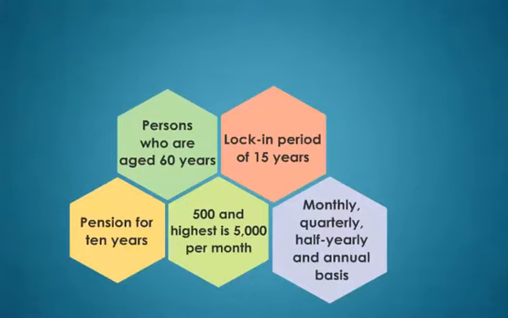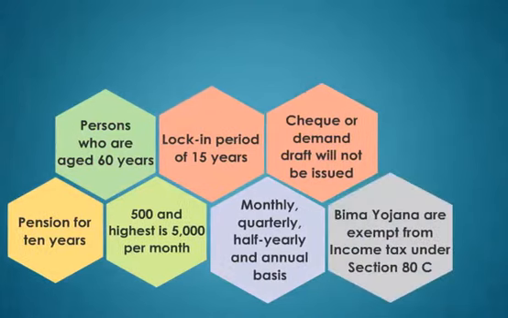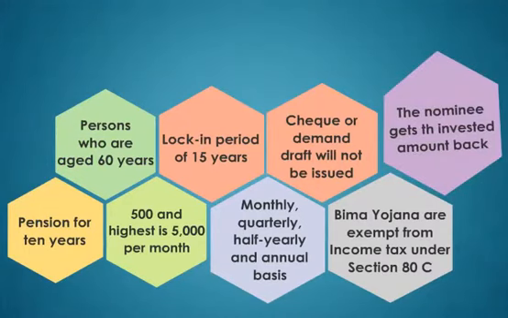The pension will directly add to pensioner's bank account through ECS or NEFT. Check or demand draft will not be issued. The normal pension received from LIC is taxable, but the premium paid under Varishth Pension Bima Yojana are exempt from income tax under Section 80C. Policyholder can avail loan just after completion of 3 years. The highest possible loan amount will be 75% of the purchase price. On the death of a pensioner, the nominee gets the invested amount back.